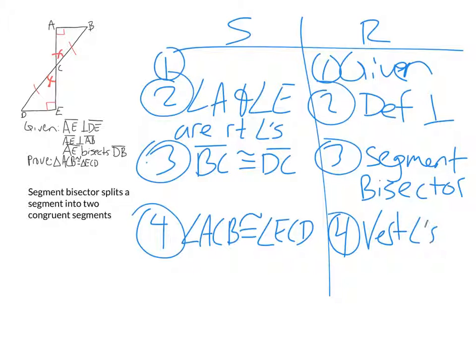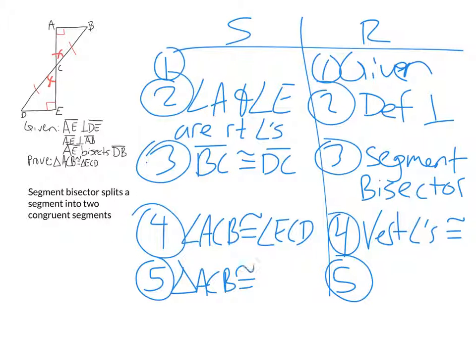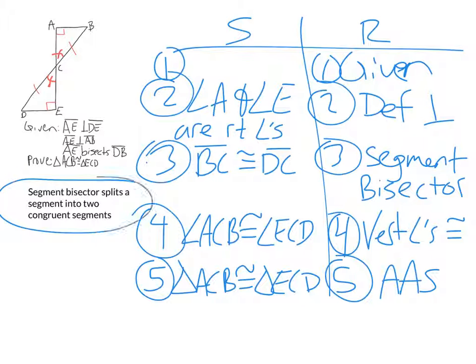Vertical angles congruent. And now that I've got my vertical angles congruent, I've got my triangles congruent. And how are those triangles congruent? It is an angle, side situation we've got going on. So triangle ACB and the other one is triangle ECD, angle, angle, side. Awesome.